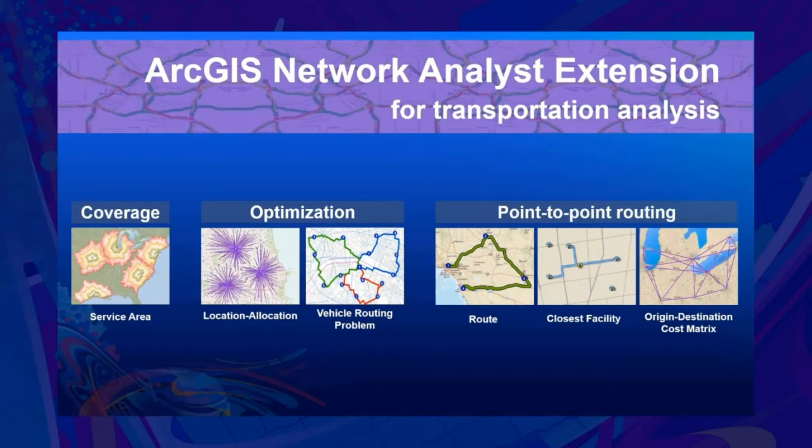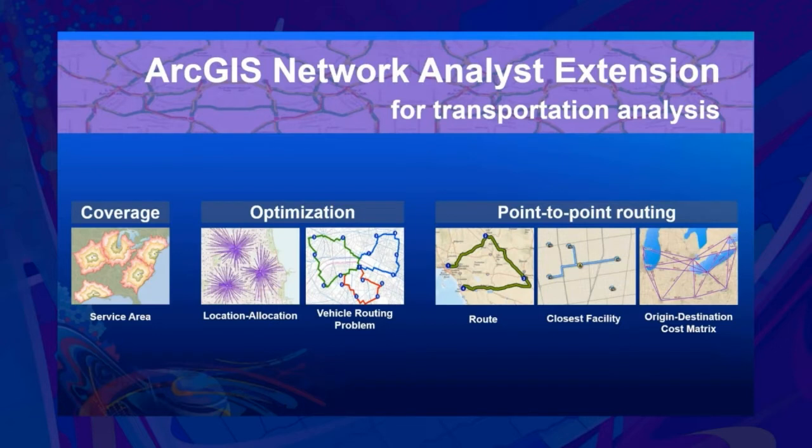The origin destination cost matrix solver allows you to find the travel times and travel distances between all of your origins and all of your destinations. You can optionally specify the number of destinations to find from each origin or specify a distance or a time-based cutoff.